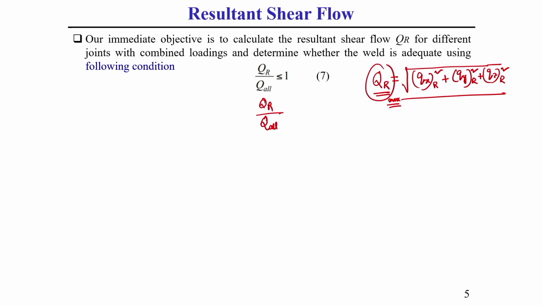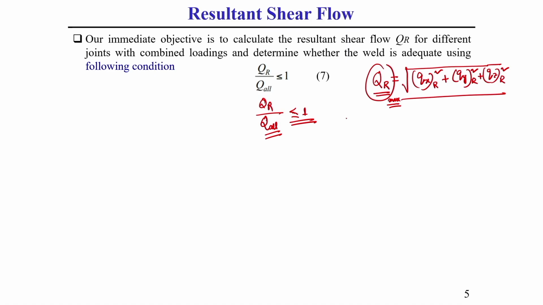This allowable shear flow idea is very well known to you. The allowable shear flow generally you need to find out based on the electrode material property, I have already told you. From there you can easily find out the allowable shear flow. I have already discussed this in detail, and find out this ratio. If this ratio is less than or equal to 1, then you are on the safe side. If it is greater than 1, then you need to redesign, you need to relook into this. Either you need to increase the throat thickness, or you need to change the dimension of the structure.